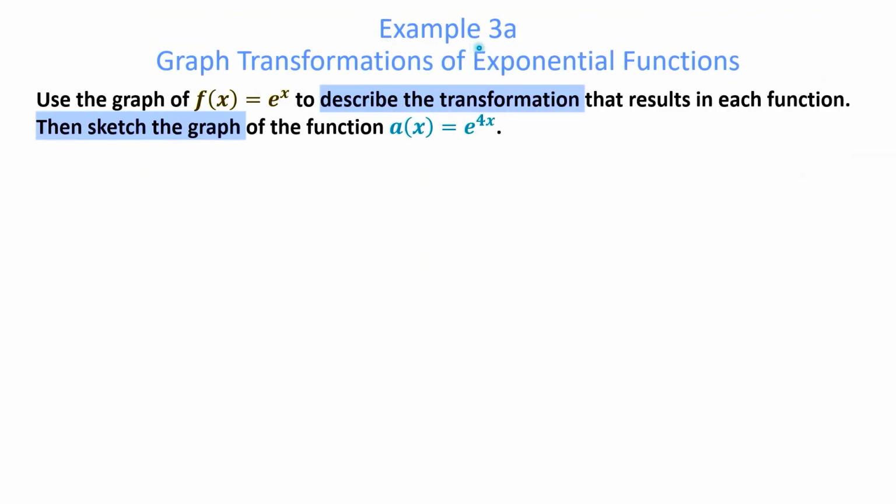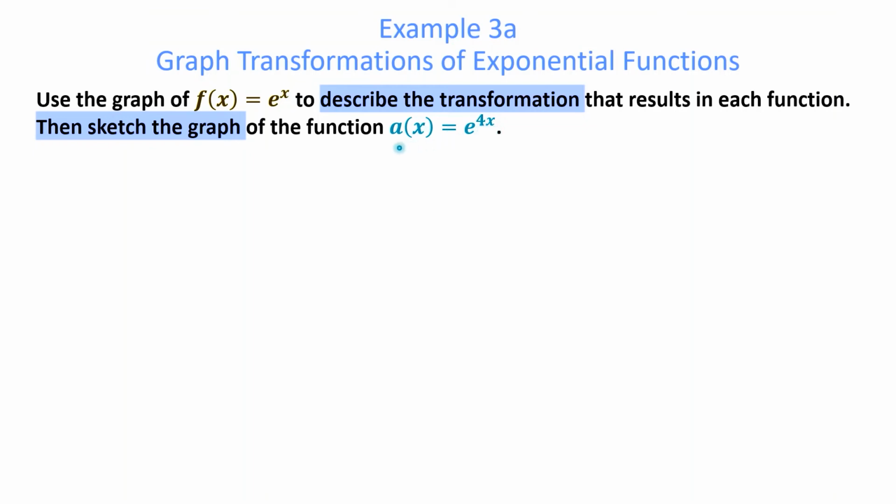Now in example 3a, we have a question which is nearly identical to the questions we had in example 2, except we're dealing with natural base exponential functions, and we'll be using the same skills to answer this question. So we should notice that the bases are identical in these two functions, f and a. However, the exponents differ. So here we have an x, and here we have the x multiplied by the 4.